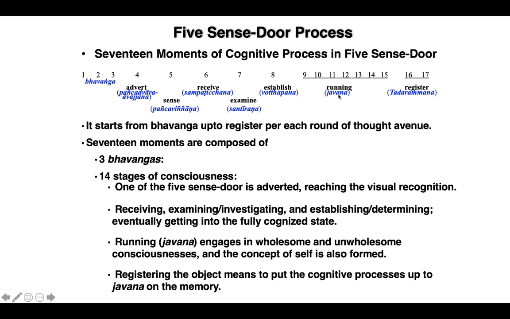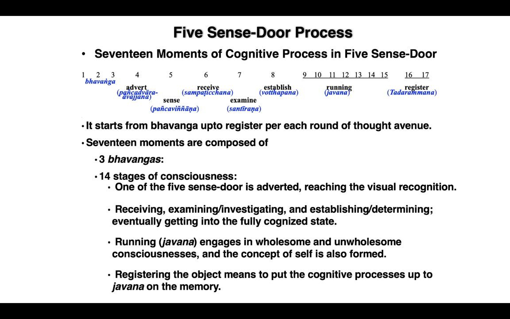So during javana, you build up some kind of experience, and that experience is registered into memory. Now, once you pass through this registration stage, then the man going back to sleep is like subsiding back into bhavanga. And then you will repeat this 17-stage sense door process whenever your six sense organs contact six sensory objects. Now, this is a five sense door process.